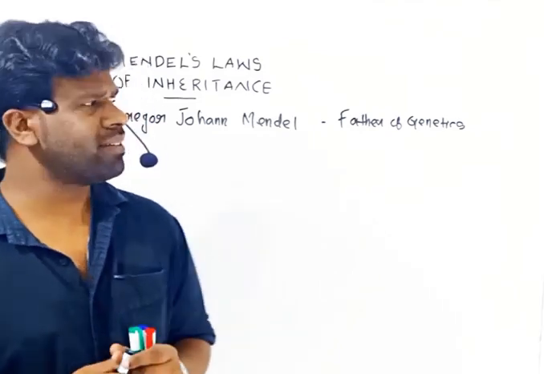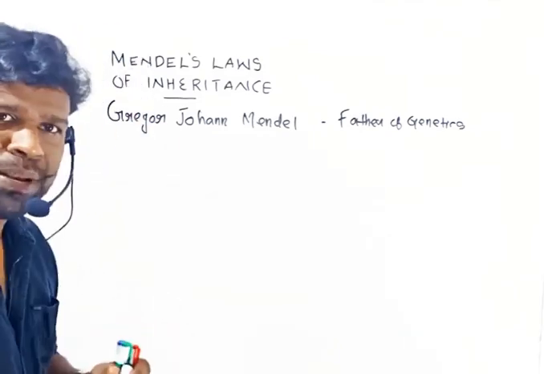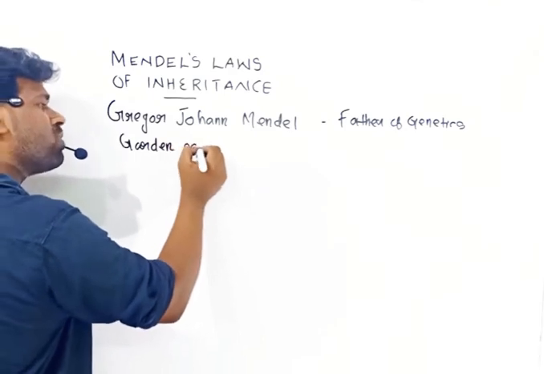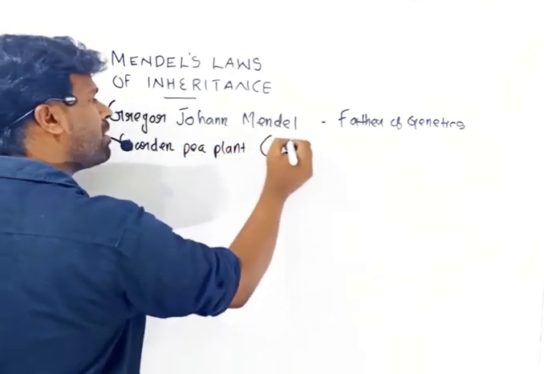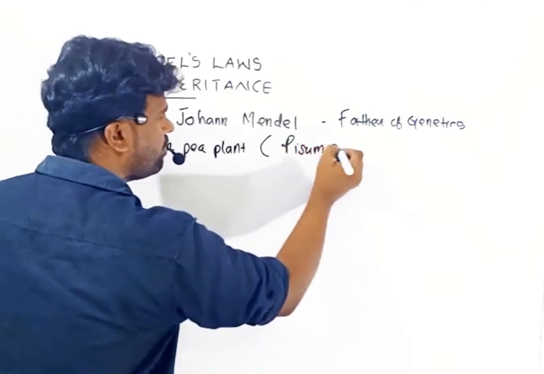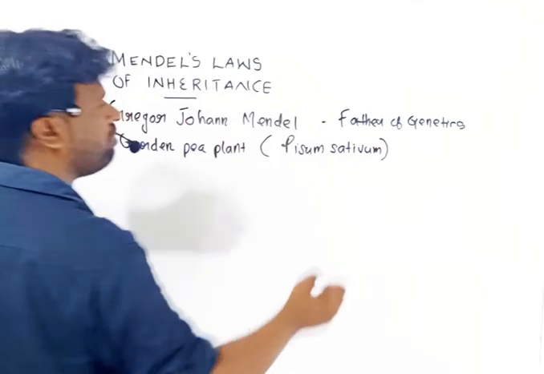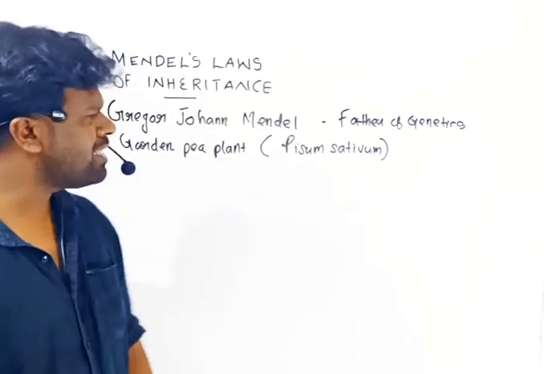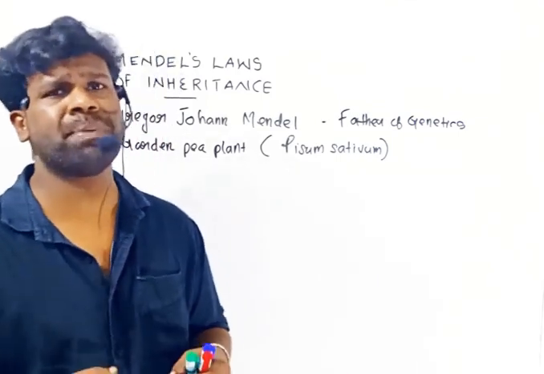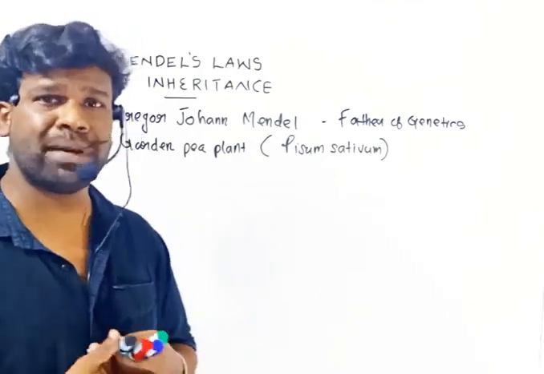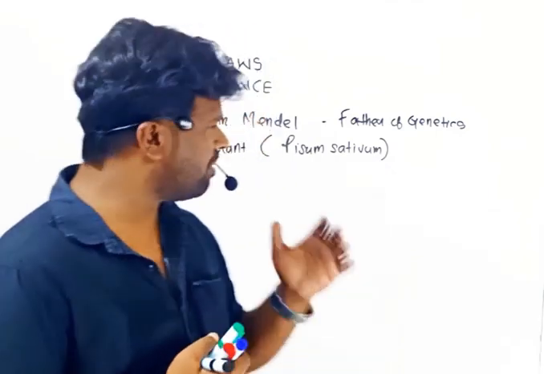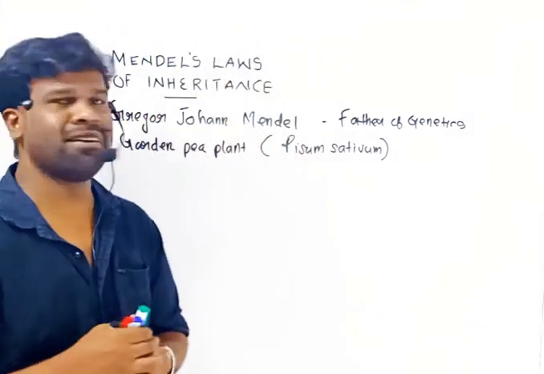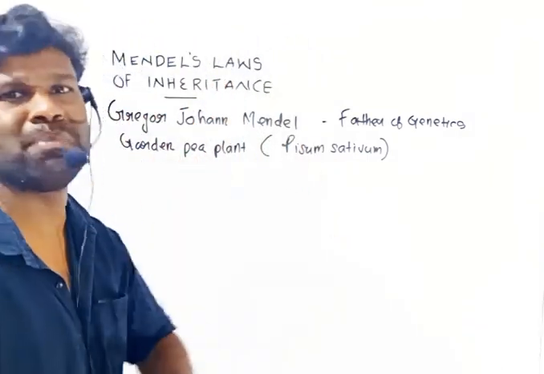Mendel conducted his experiments on the garden pea plant, or Pisum sativum. This was the experimental material of Gregor Johann Mendel. Why did Mendel select this garden pea plant as his experimental material? There are some reasons for selecting it. Let's see what they are.